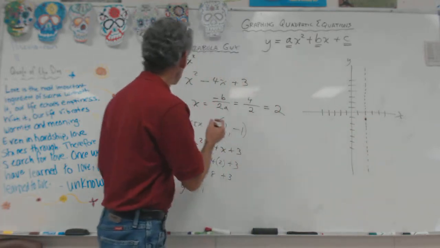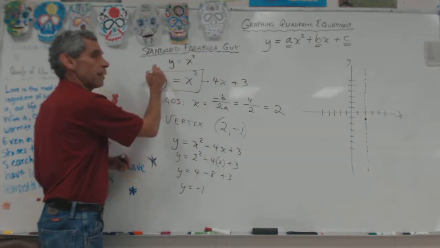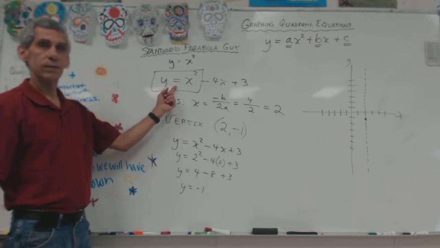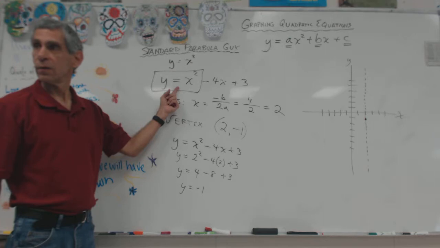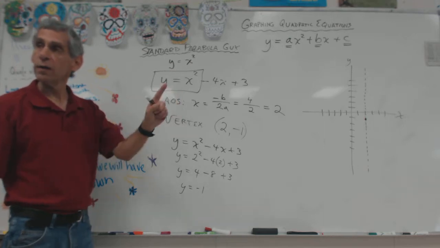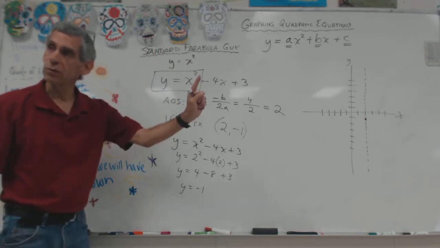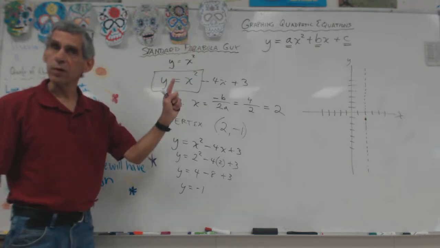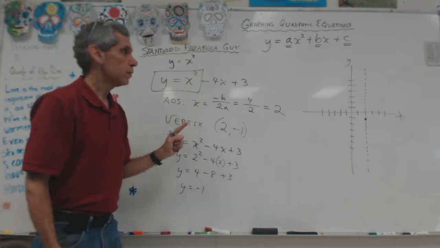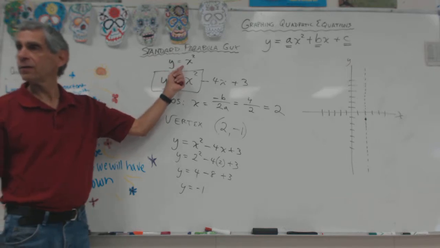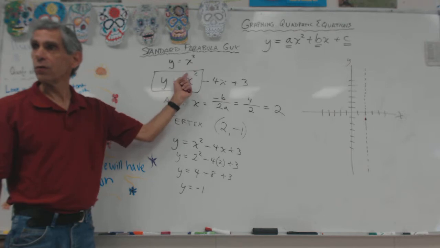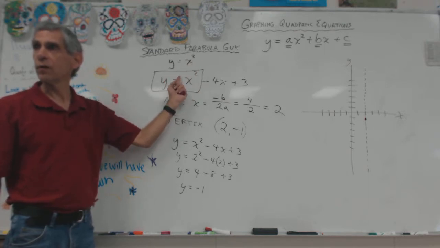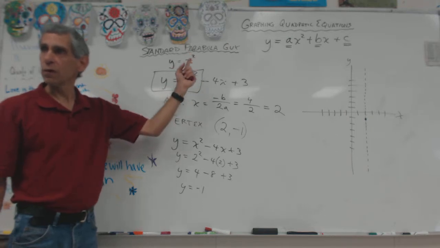Now I'm going to use the standard parabola guy. Right? And what was that? That was over 1, up 1. Over 2, up 4. Basically, if you ever forget, when x is 1, y is 1 squared, which is 1. Over 1, up 1. When x is 2, y is 2 squared, which is 4. Over 2, up 4. Right?